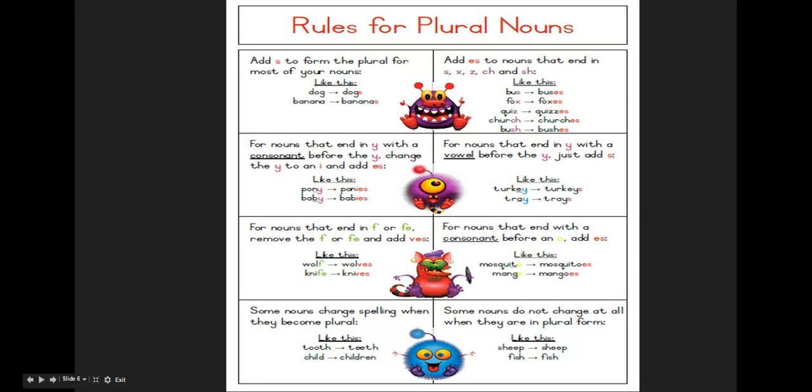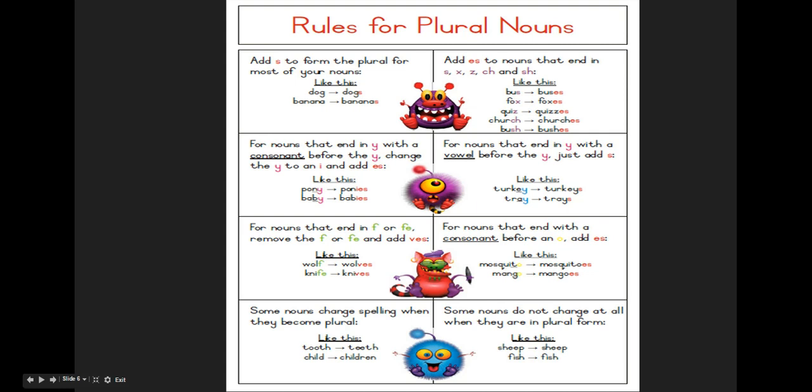Some rules for plural nouns. Add S to form the plural for most of your nouns. Like dog becomes dogs. We just add an S because it did not end in these other ones, which we'll talk about here in a second. Banana, we just add S. We add ES to nouns that end in S, X, Z, CH, and SH. For example, bus becomes buses. Fox becomes foxes. Quiz becomes quizzes. And notice I had to double the Z.